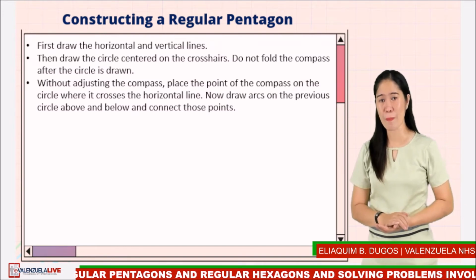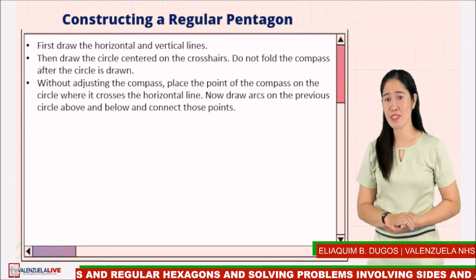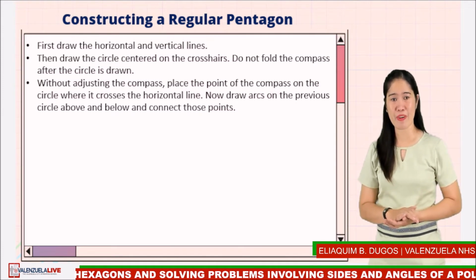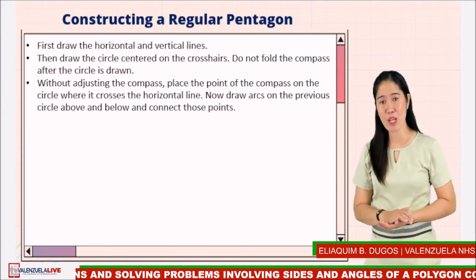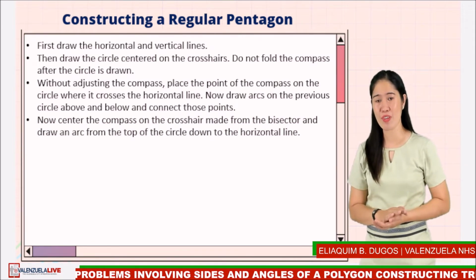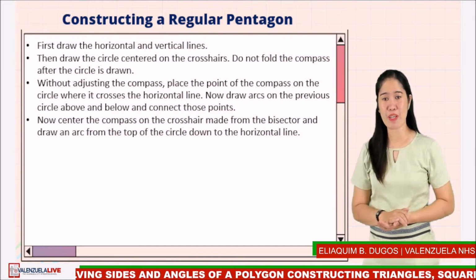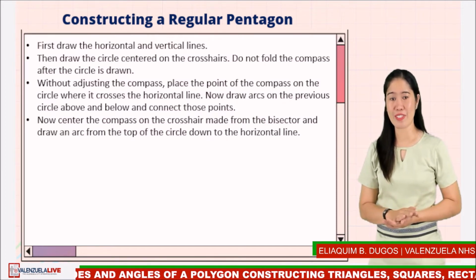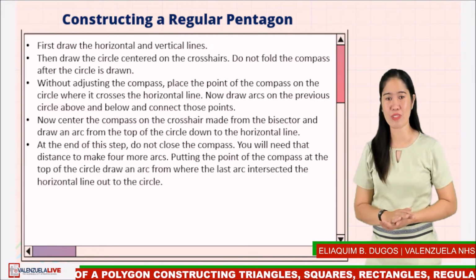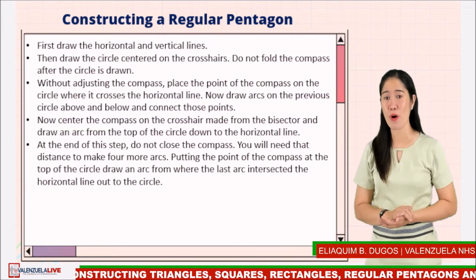Without adjusting the compass, place the point of the compass on the circle where it crosses the horizontal line. Now, draw arcs on the previous circle above and below and connect those points. Now, center the compass on the crosshair made from the bisector and draw an arc from the top of the circle down to the horizontal line. At the end of this step, do not close the compass. You will need that distance to make 4 more arcs.